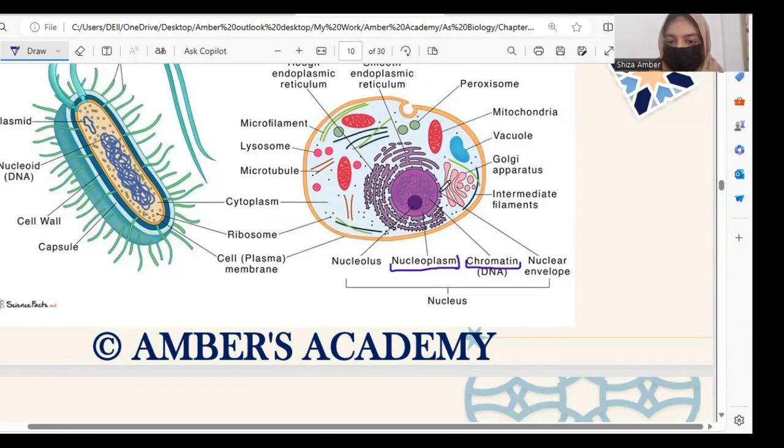Then you can see these double membranes, right? And these double membranes are known as the nuclear envelope. Between them are small pores. This is a small pore. This is also a small pore. This is also a small pore. So the nucleus has a nuclear envelope, which has many nuclear pores. So far, are we clear?